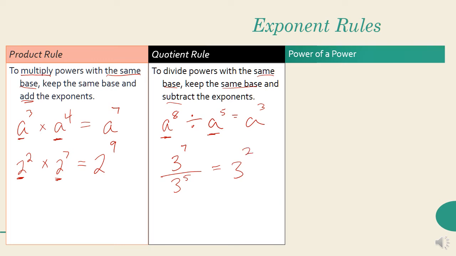And again, this would be a 2-mark question on a test. 1 mark for doing that, 1 mark for giving me the final answer, which would be 9 in this case.